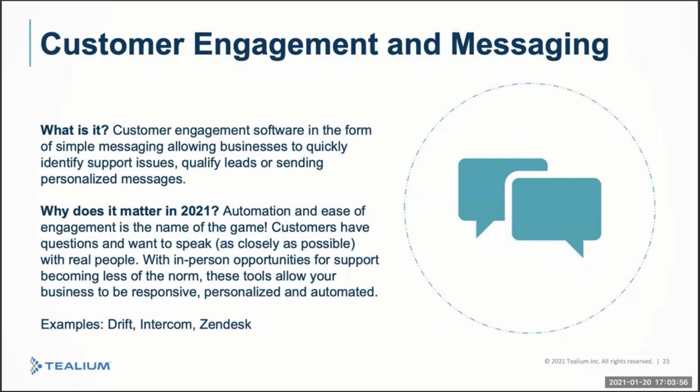Customer engagement and messaging. This is another one that I think is becoming increasingly important as digital storefronts increase. Customer engagement software, in the form of simple messaging, allows businesses to quickly identify support issues, qualify leads, or send personalized messages. If you go to websites, there's probably a little bot in the bottom right corner allowing you to chat with a human. And really, that's why that matters in 2021. Automation and ease of engagement, especially with digital becoming the forefront, is the name of the game now.